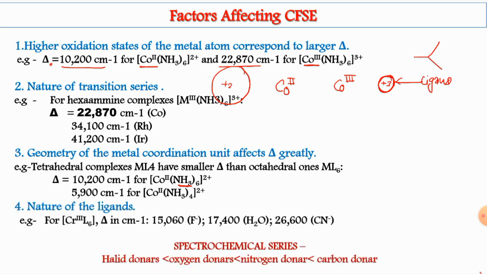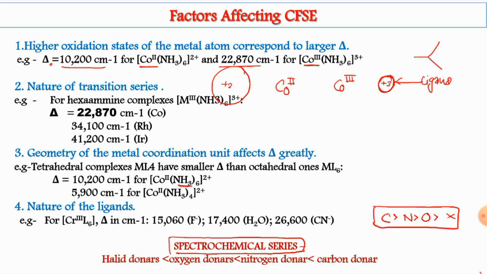And the last one, the nature of ligand. It is decided by the spectrochemical series. In the spectrochemical series, very shortly, carbon donor, nitrogen donor, oxygen donor and halogen donor. If carbon donor ligands are there, the splitting will be more, then nitrogen, then oxygen and then halogen. So as per the spectrochemical series, the splitting value is decided. Okay, these are the important factors.